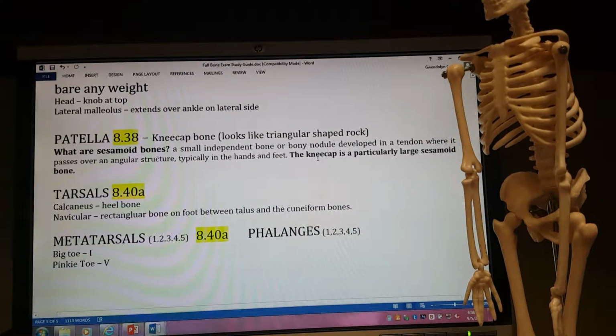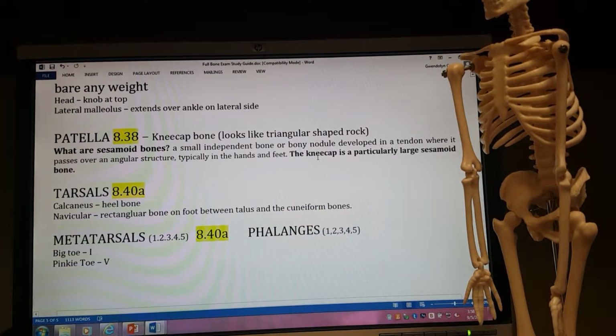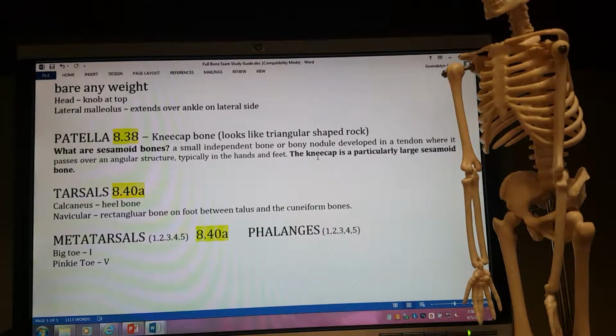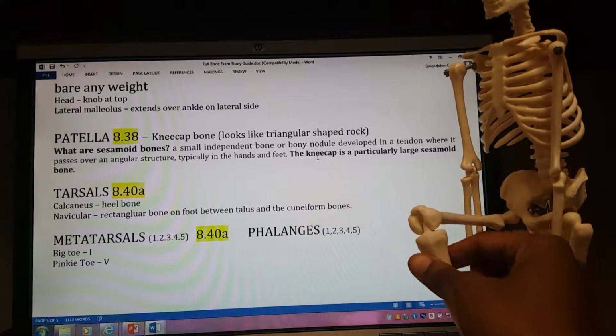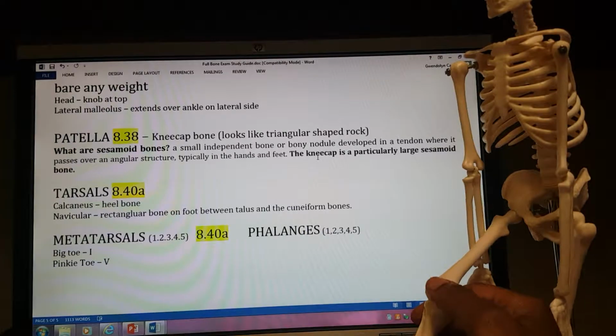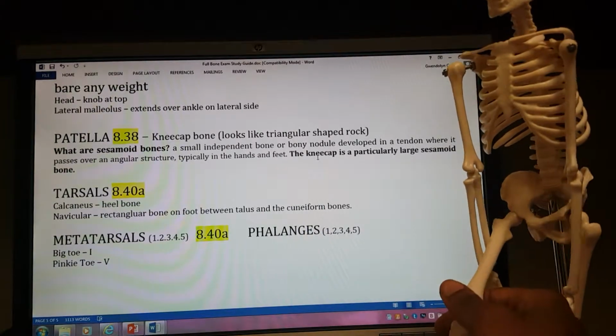Oops, I skipped this one. Oh well. So going back to our knee region where our femur makes the articulation or joint with the tibia is your patella. So your patella is commonly known as your kneecap bone.